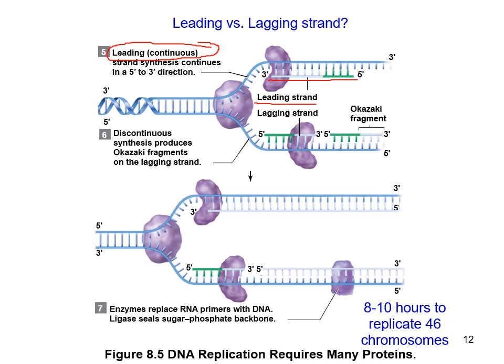If the DNA polymerase has to move the opposite way, from 3 to 5, then what we see happening is that it's going to create fragments. These are called Okazaki fragments, and this side is called the lagging strand. So lagging strand means moving backwards and creating fragments.